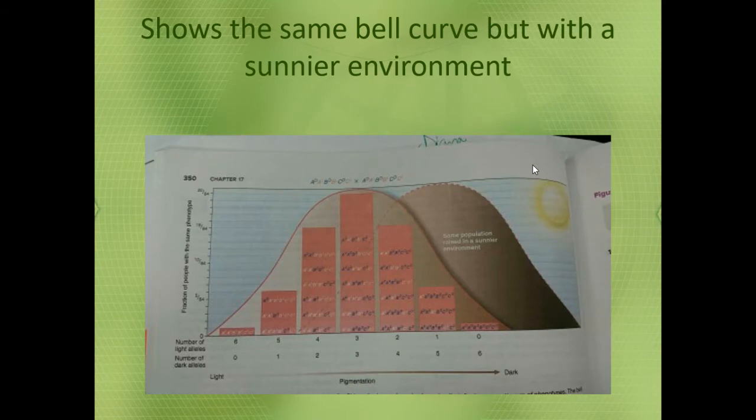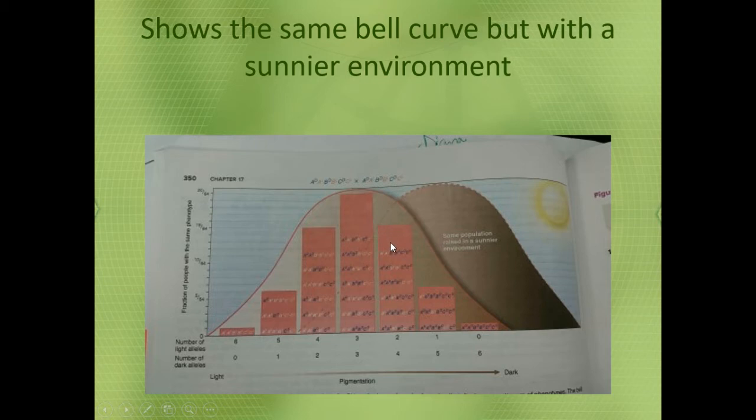Now this is the same bell curve, but with a sunnier environment. Depending, and I took this right out of a book of mine, but depending on whether or not you live closer to the equator, you may have more exposure to sun. Naturally, your skin is going to adapt to become a little bit darker just to save itself from getting burned. So normally your bell curve would lie right here with this first one, where you would have the medium skin tone being the most popular.